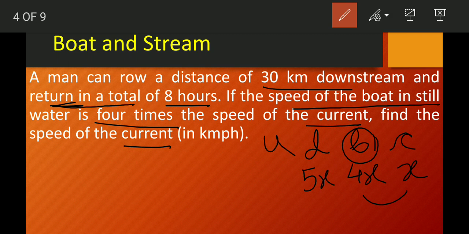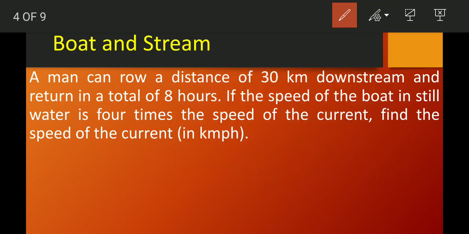And while coming upstream, the boat has to go against the stream, so we have to subtract. In this case, it would be 4x minus x, that is 3x. So these are the values for our downstream speed and upstream speed. Now we can form the equation.